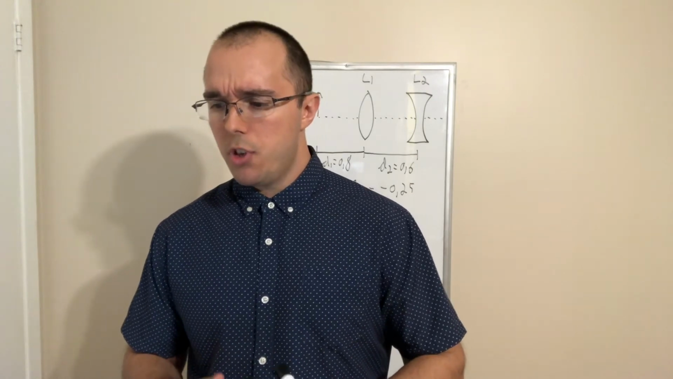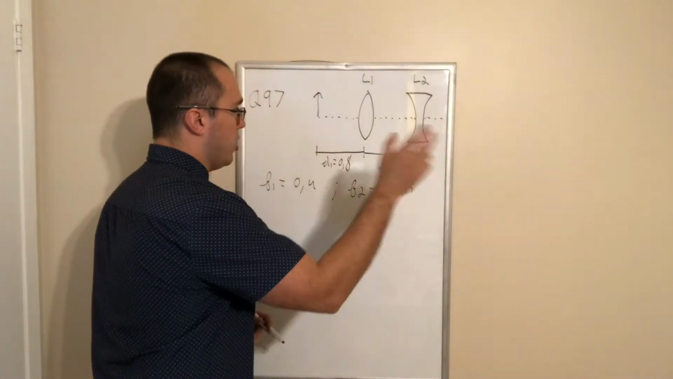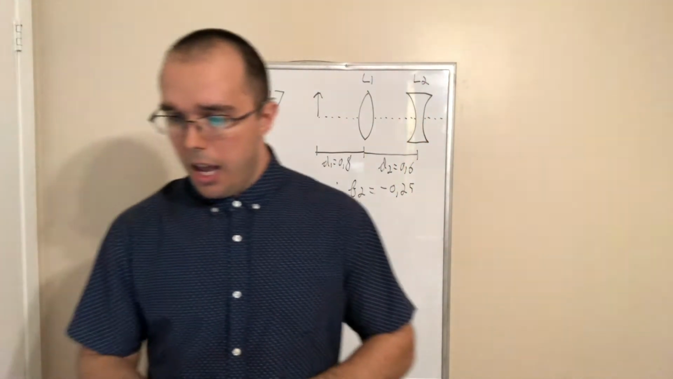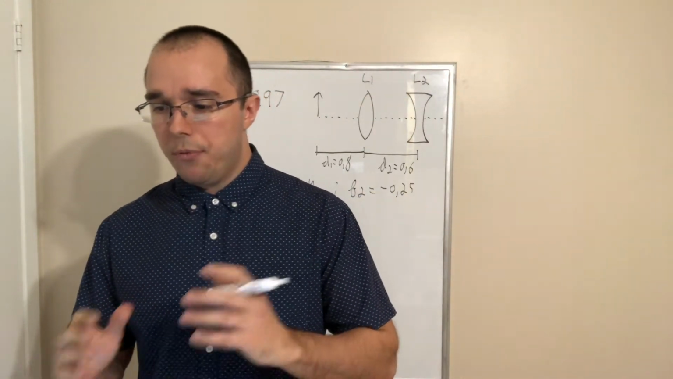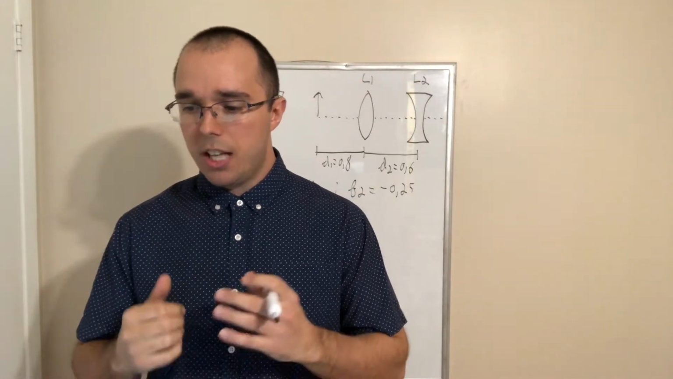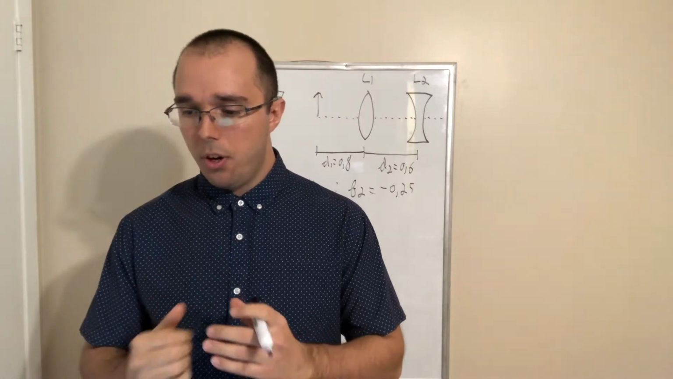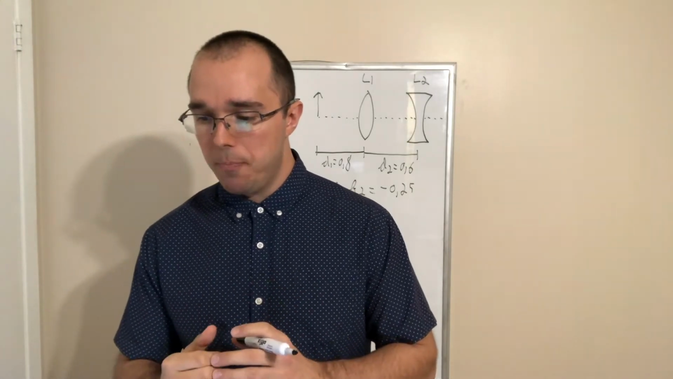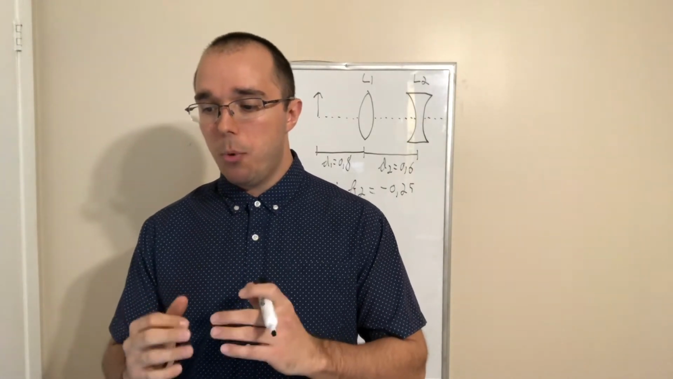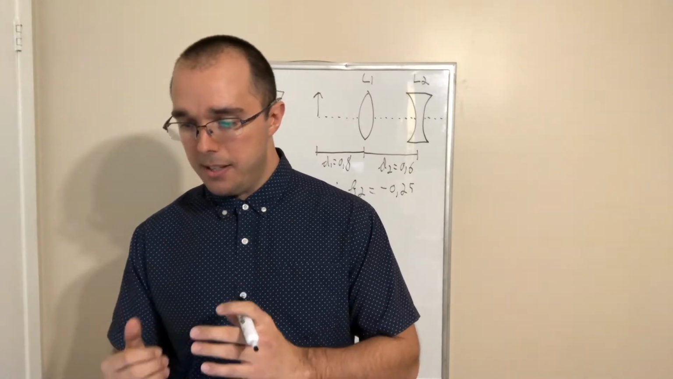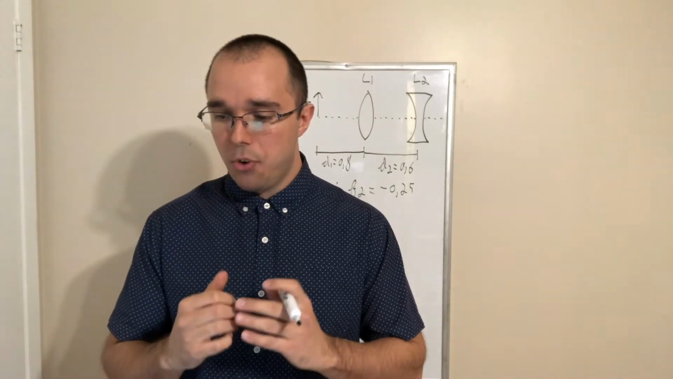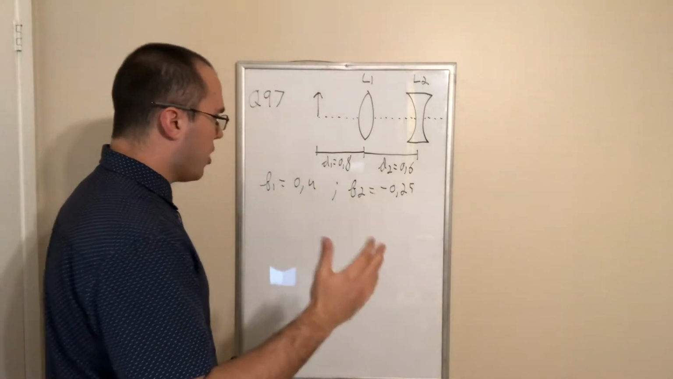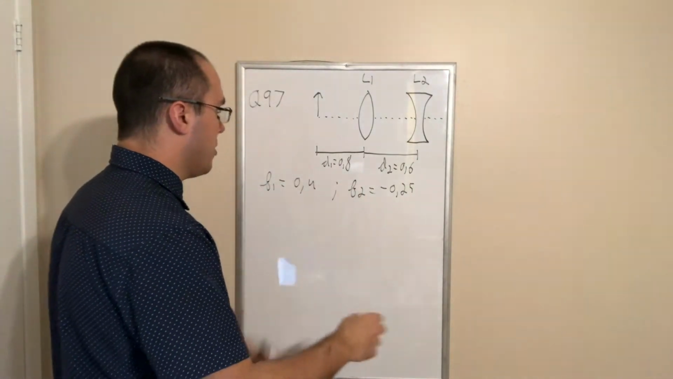Question 97. A converging lens L1, so we denote both lenses, this one is L1, the diverging lens is L2. A converging lens L1 with a focal length of 0.4 meter and a diverging lens L2 with a focal length of minus 0.25 meter are separated by 0.6 meter. A light bulb is located 0.8 meter in front of the first lens. Find the magnification and the distance from the second lens of the final image in this case.